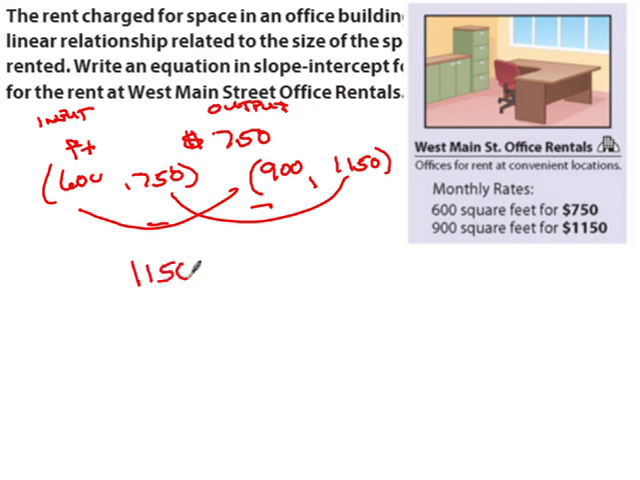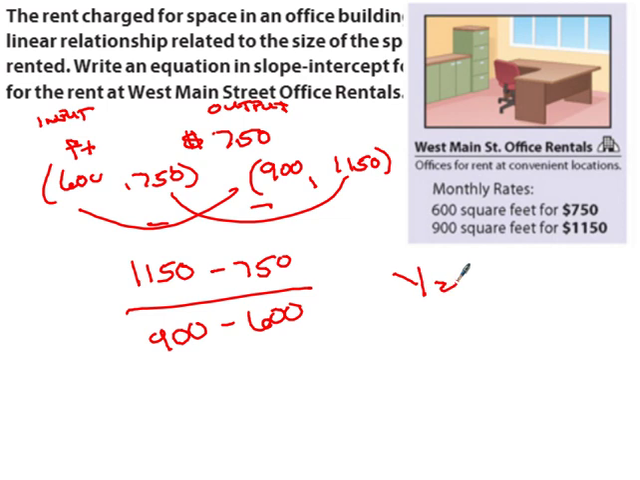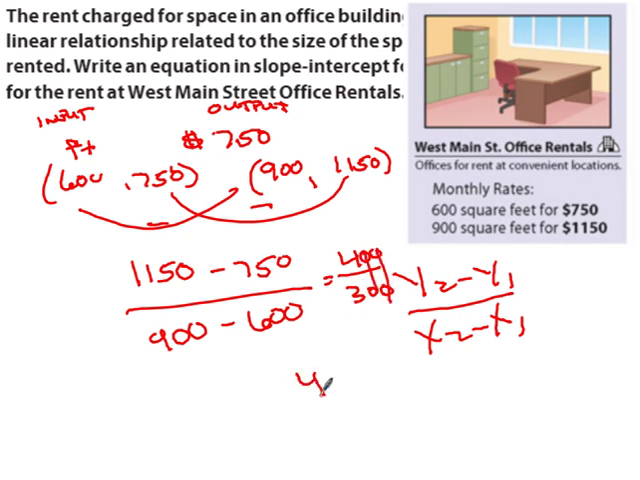So I can do 1150 minus 750. I'm subtracting my Y's. I'm also subtracting my X's, because to find the slope, we could do y2 minus y1 over x2 minus x1. I'm finding the change in y and the change in x just by doing a quick subtraction problem. Okay, 1150 minus 750 is 400. 900 minus 600 is 300, which can be simplified by getting rid of these zeros. I have 4 over 3.